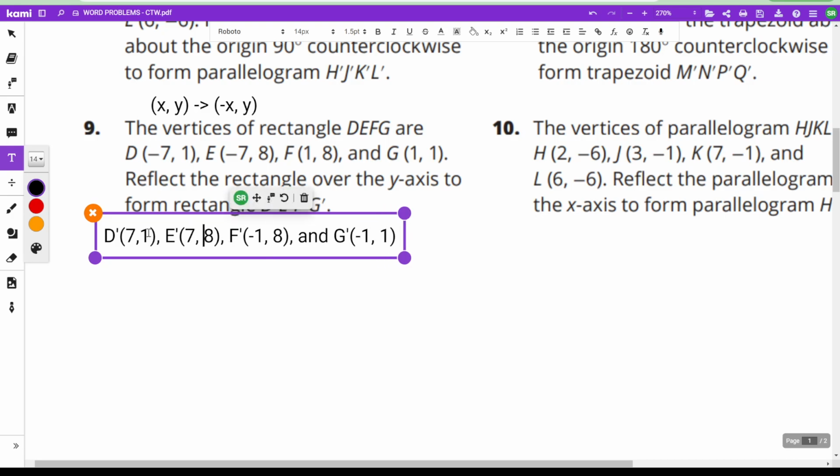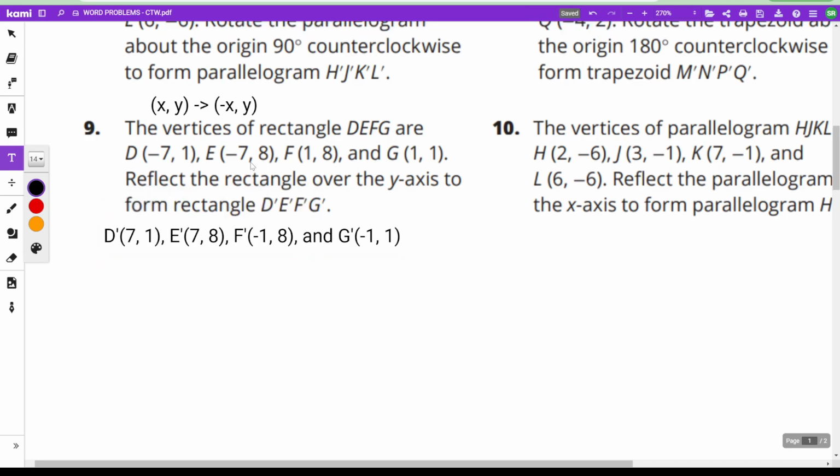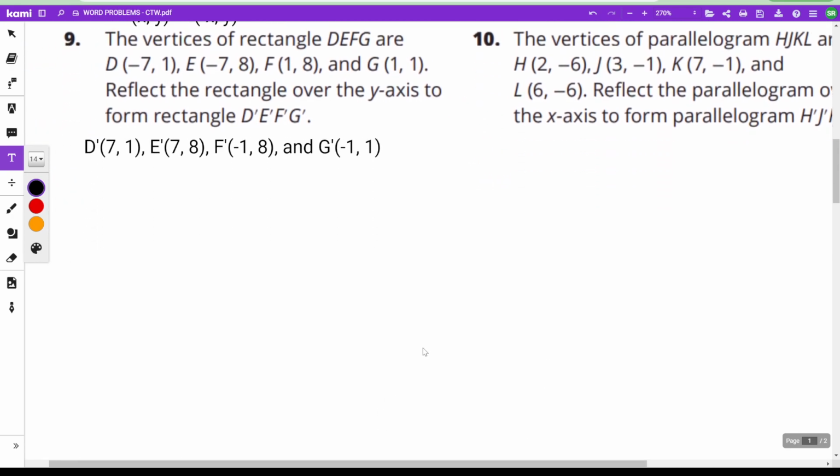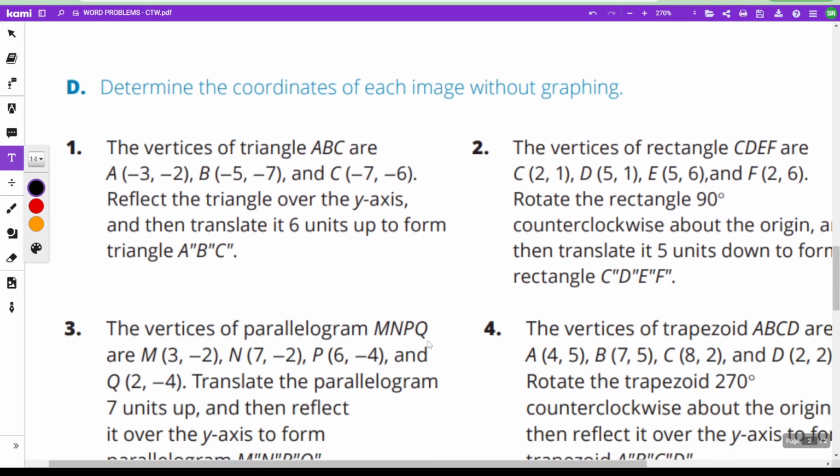Okay, so not too difficult. We just flip the signs on the x's. The y coordinate stayed the same. Number 10 is similar, except you're reflecting over the x-axis, and so it's basically going to be the opposite of this. Here, since you're reflecting over the x-axis, your x is going to stay the same, but your y is going to flip signs. Okay, so you should be able to manage that.